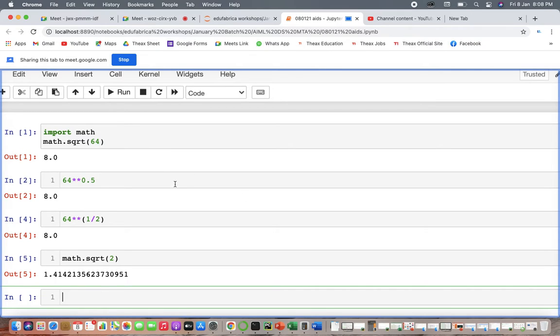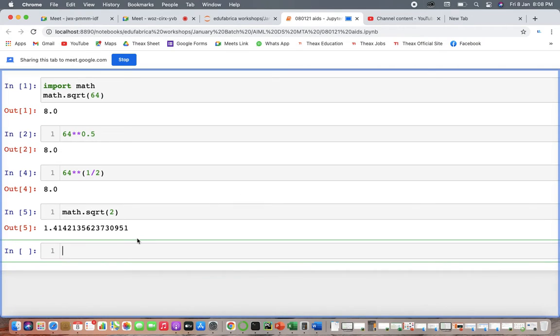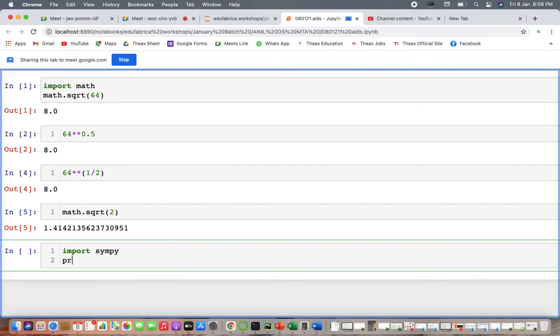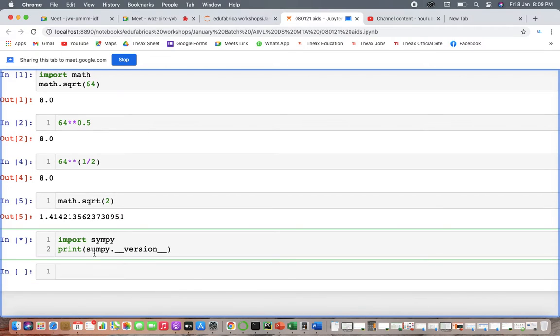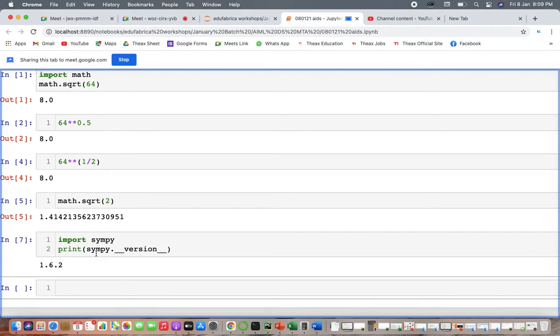I want it to be shown as under root of 2 plus under root of 3, the easiest things. For that, we need to use SymPy, that is your symbolic Python. We just need to import it; this is the first library we are learning. We need to check which version we are using. It is 1.6.2.